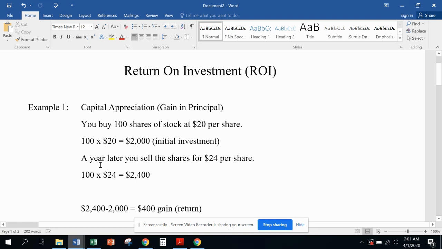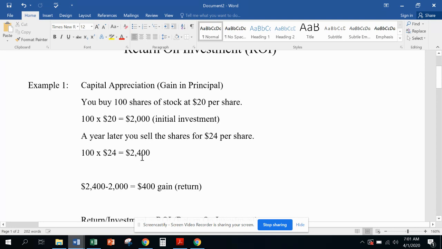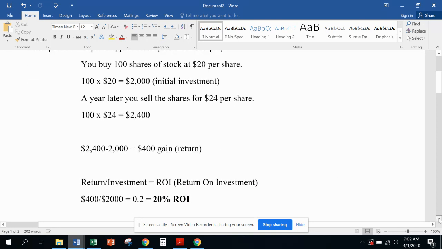All right, so now a year goes by, and we sell those shares for $24 per share. So at $24 per share times 100, that's $2,400. So if we take the difference between our proceeds, what we sold it for, $2,400, minus our initial investment, $2,000, we made a total dollar gain of $400. $400 is pretty nice, but now let's measure that against what our investment was.